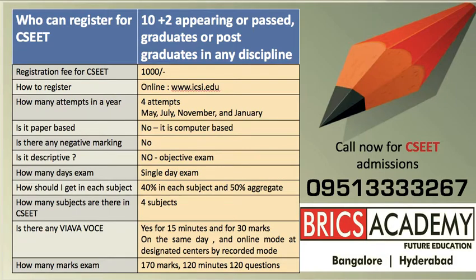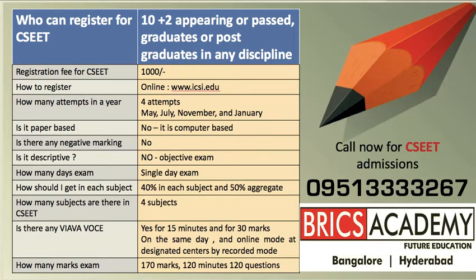I will show you in the next slide. There are 4 subjects. In every subject, if you want to pass, you have to secure at least a minimum of 40% marks, and you have to secure 50% overall aggregate to clear the exam. If in case you did not clear, suppose you got 50% but you failed to get 40% in any one of the subjects, you will be declared as failed, and you will have to appear again for this examination.